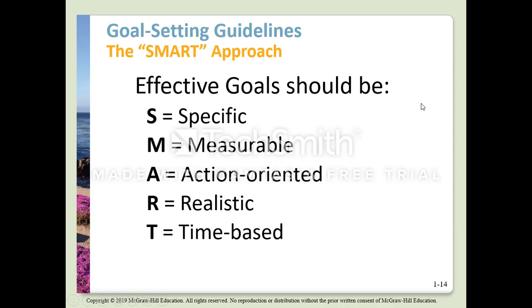And whenever we're talking about goals, whether it's in financial planning or any other aspect in your life, they need to be SMART goals, which are specific, measurable, action-oriented, realistic, and time-based. So a SMART goal that I could have if I wanted to buy a house would be to save $10,000 for a down payment on a house. And I could do this by saving $250 per week for 40 weeks. So that would be a SMART goal because it's specific, measurable, action-oriented, realistic, and time-based.